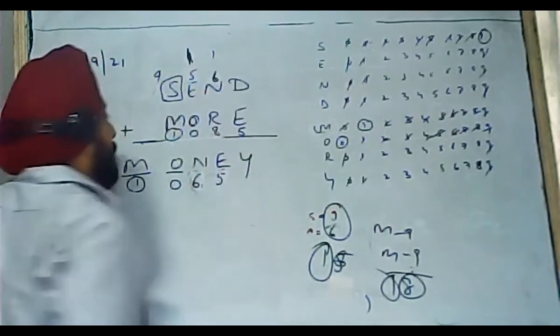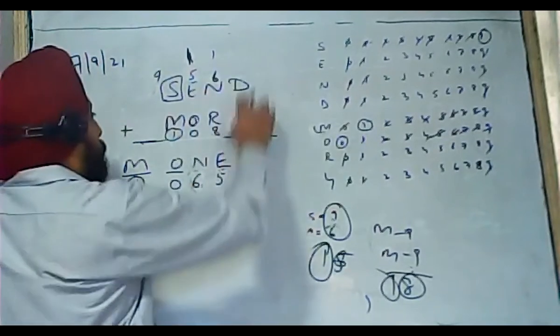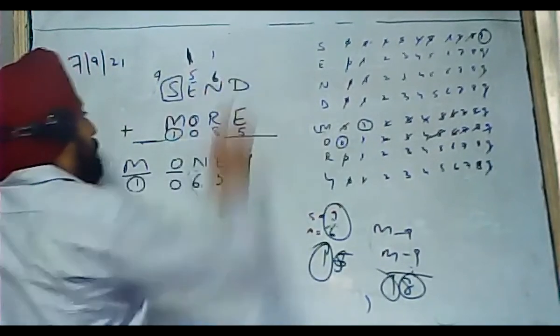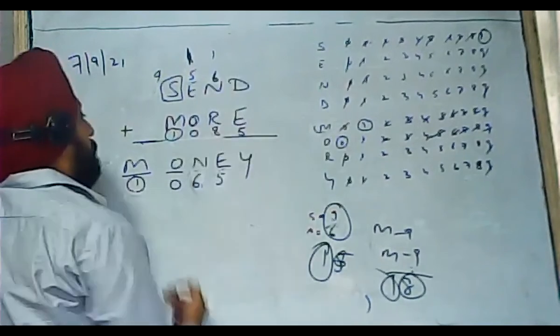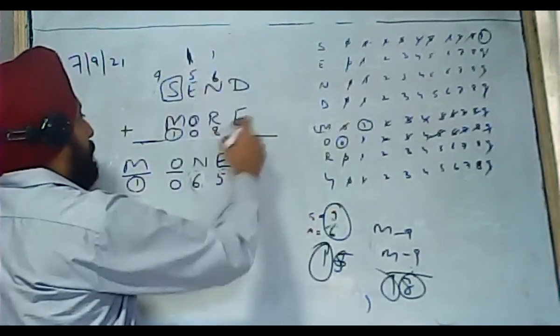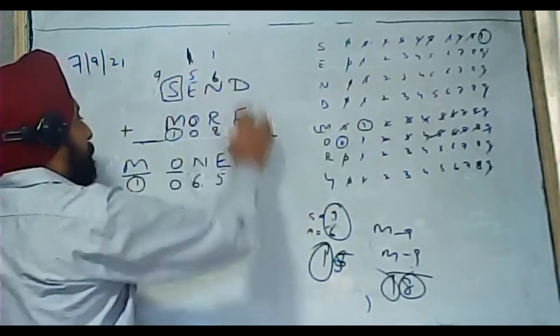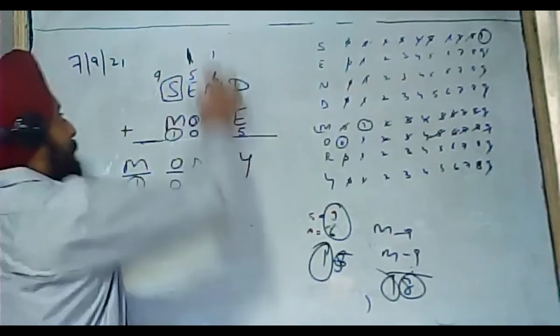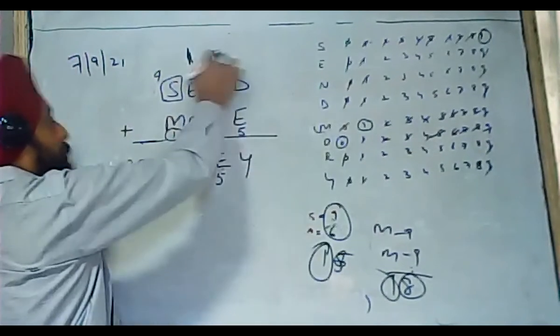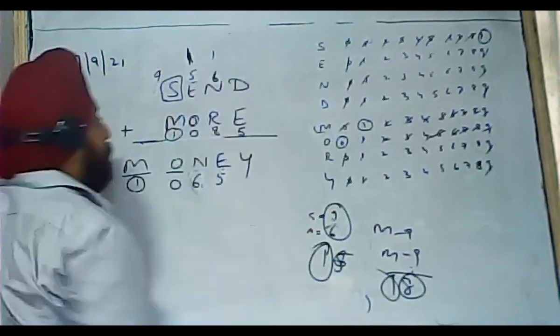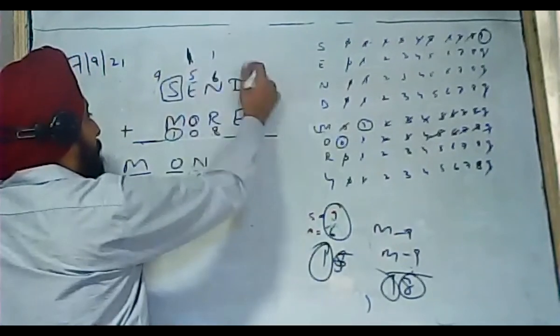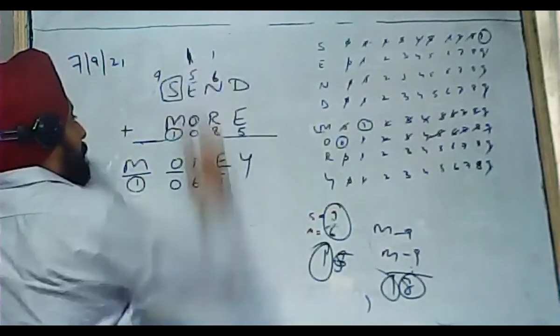Now come to here, 5. So 5 is there. So what do you give to D? You give 7, because 6 is also given, 5 is also given. You can try with 4. 4 plus 5, it is 9. But you want carry here because you have already thought of the carry. So 4 cannot be given. 5 cannot be given because 5 is already given.